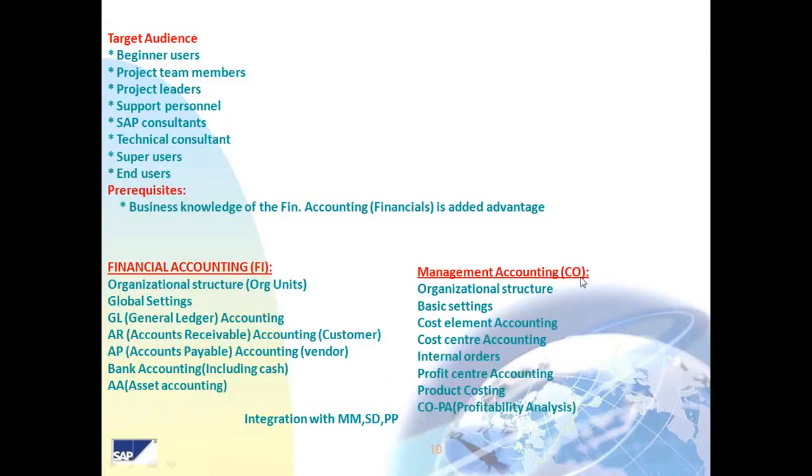And of course, there is management accounting. Similarly, there are different applications available within management accounting. For example, the structure, where we are maintaining the controlling area, similar to the company code within the financial department. If required, we are going to maintain the operating concern. There is a COPA implementation there. I also maintain the basic settings required to maintain the cost elements, cost centers, internal orders, profit centers, and product cost. We are going to see what exactly the components are.